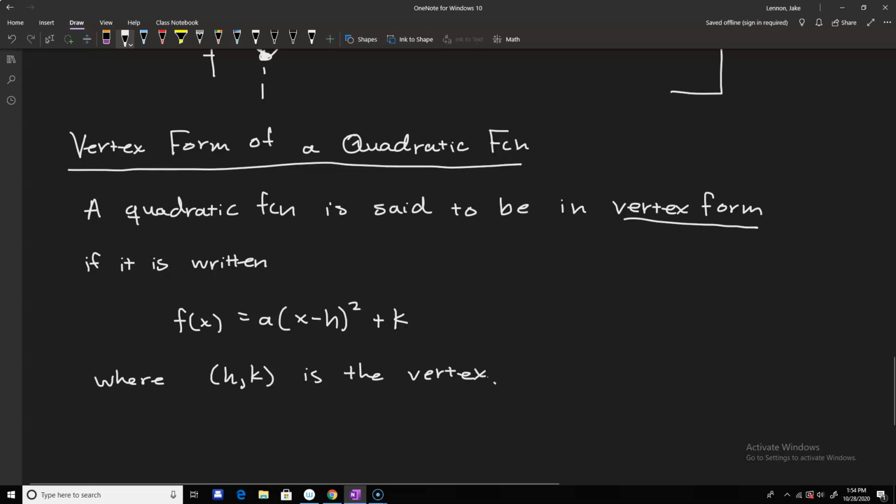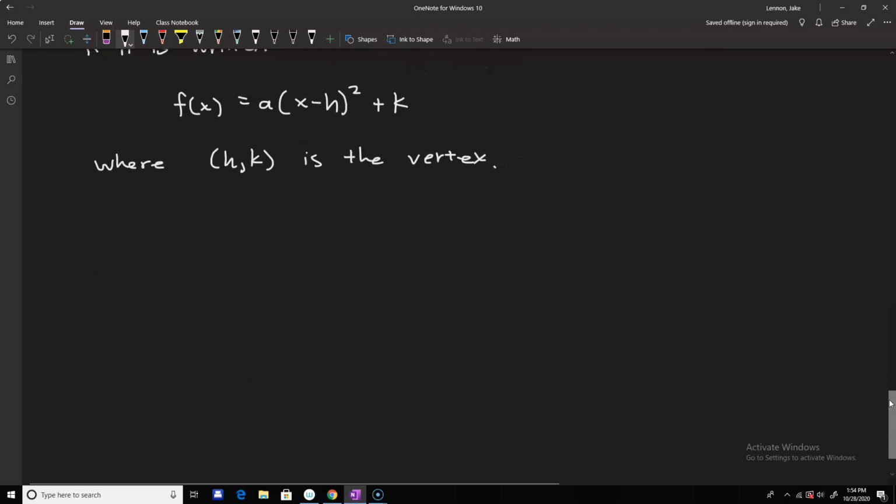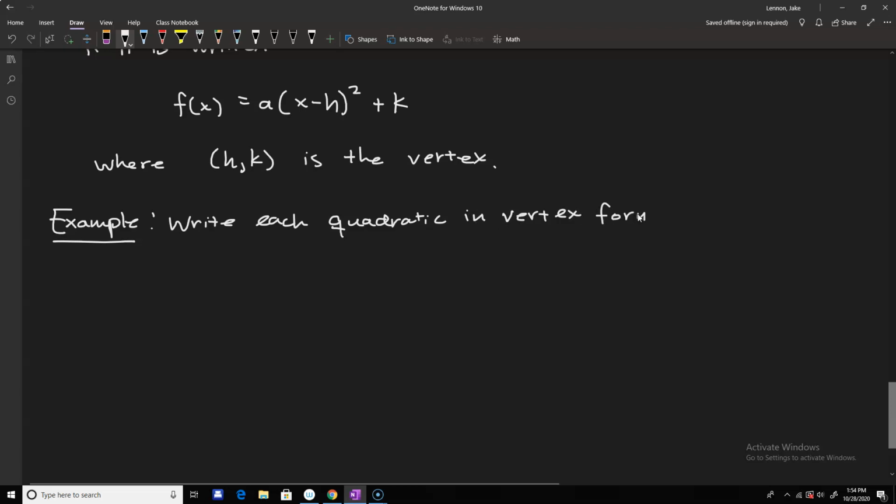Now you can get to this via completing the square, which we've looked at when we were moving towards finding the quadratic formula. But since we know the vertex formula, we can also use that to get there as well. That's not too difficult. So let's just do an example or two where we put things in vertex form. So example, let's say write each quadratic in vertex form.